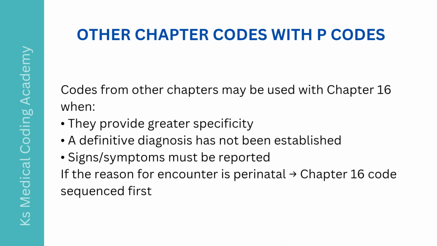Other chapter codes with P codes. Codes from other ICD-10-CM chapters may be used with Chapter 16 codes when they provide greater specificity or when a definitive diagnosis has not been established. However, if the reason for the encounter is a perinatal condition, the Chapter 16 code must be sequenced first.